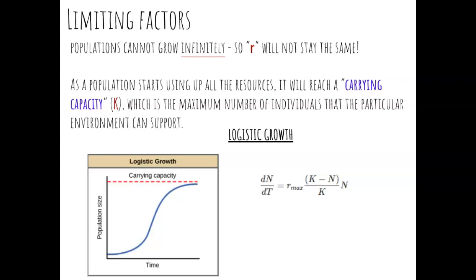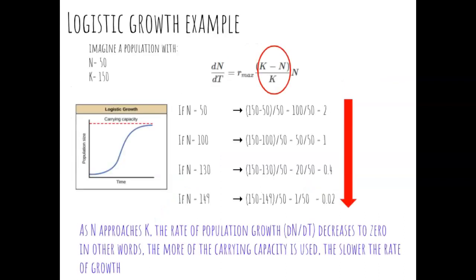So in logistic growth, you'll initially have a very rapid increase in the number of individuals, but as you reach that carrying capacity, the rate of increase will slow down so that you don't overshoot your carrying capacity and you don't end up with too many individuals for that environment. So let's look at an example of this.